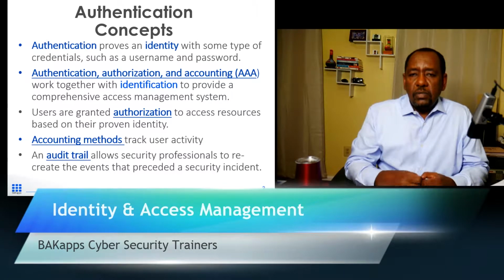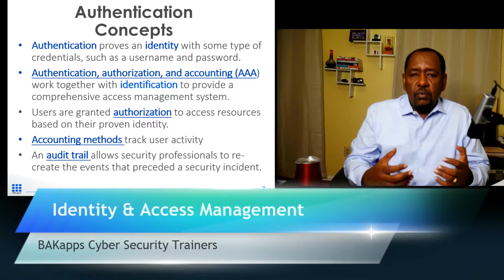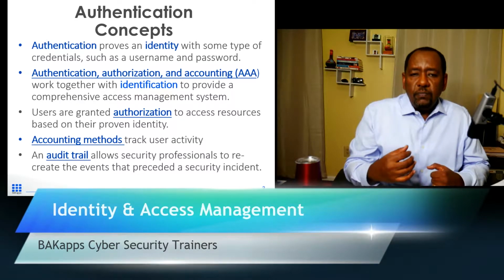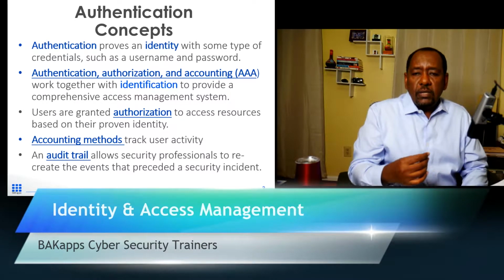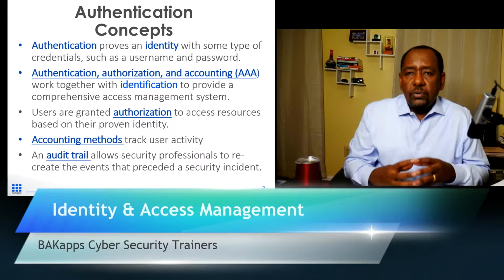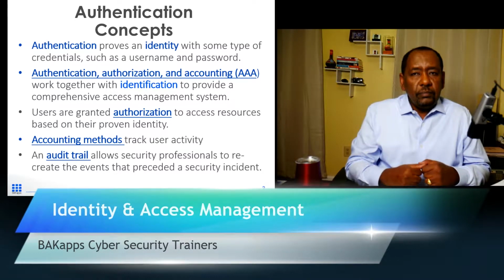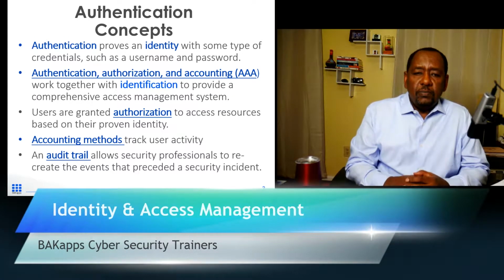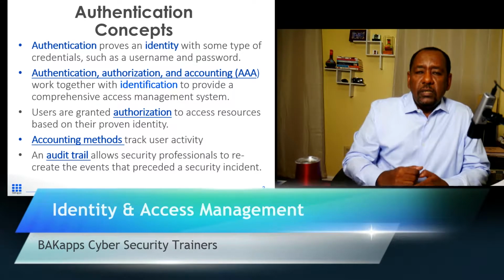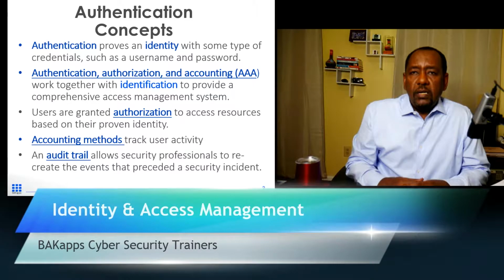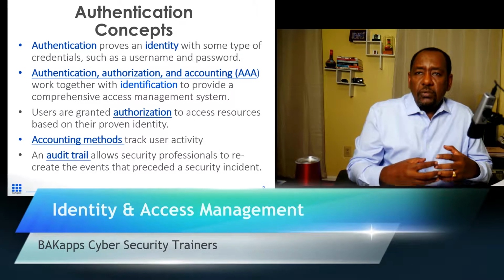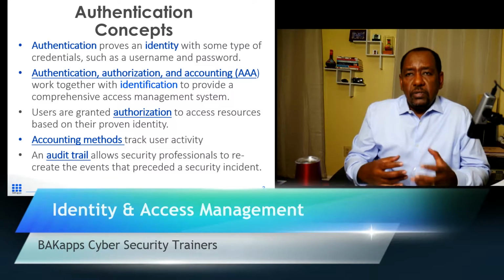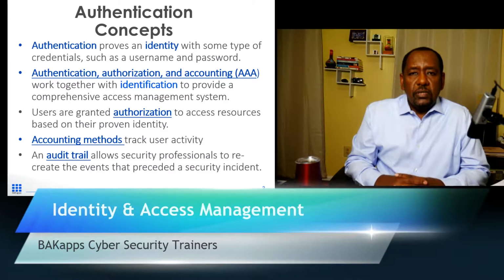How do we track user activity when they access something: who accessed it, and what time it was accessed? There must be some kind of accounting method. And there is also an important concept called an audit trail. It allows security professionals to recreate the events that preceded a security incident. Let's say somebody accessed a file and deleted it, removed it, or altered it. There must be some kind of audit trail to prove that person made that particular change or caused that incident.